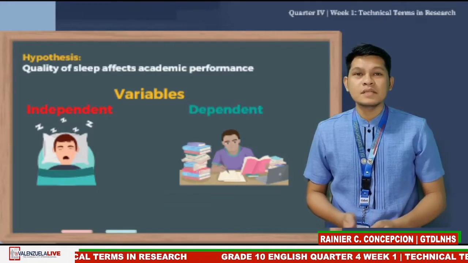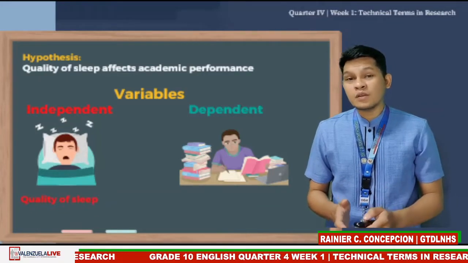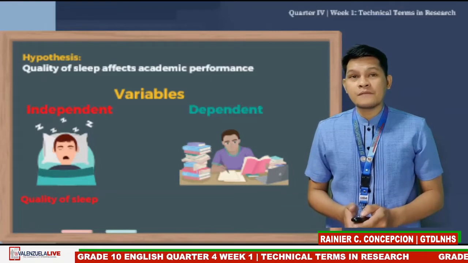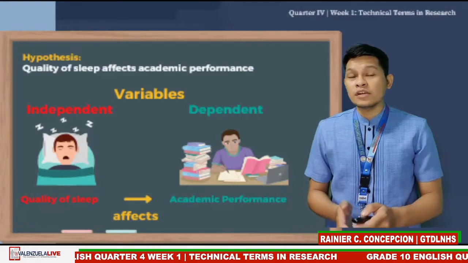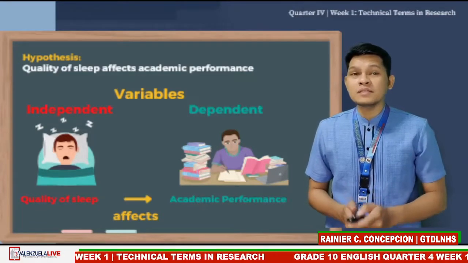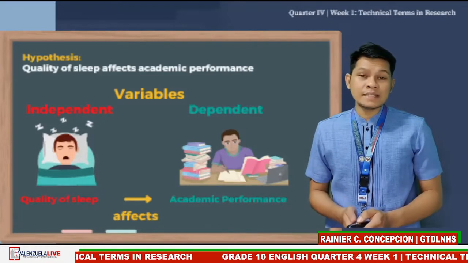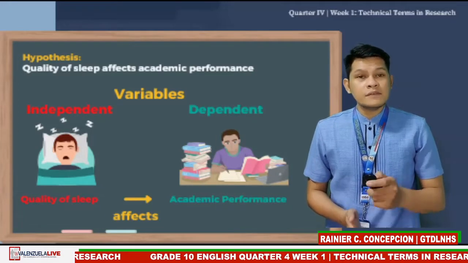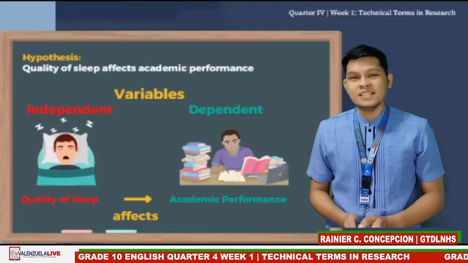Why? It is because sleeping is the variable that we can manipulate or adjust to find out whether the quality of sleep affects the academic performance. Academic performance, on the other hand, is our dependent variable because it responds to the changes. Let us say, if you have a good night's sleep, your performance at school improves. But if you don't have enough sleep, you find it difficult to focus on your studies.